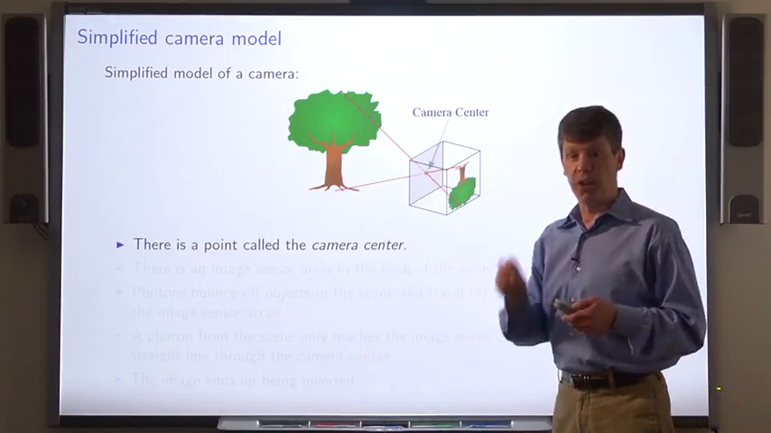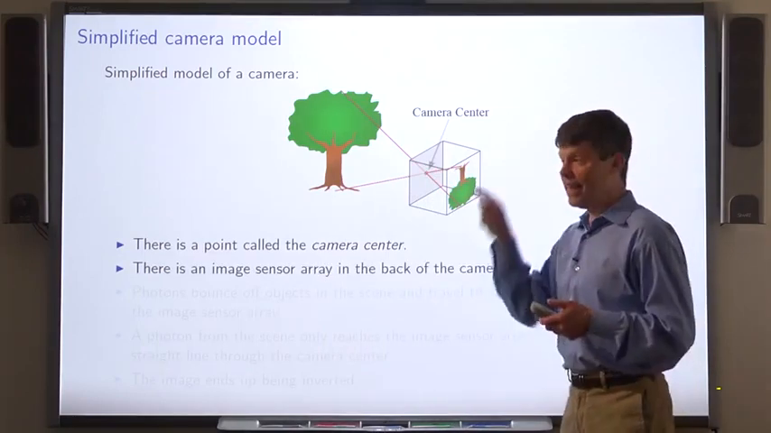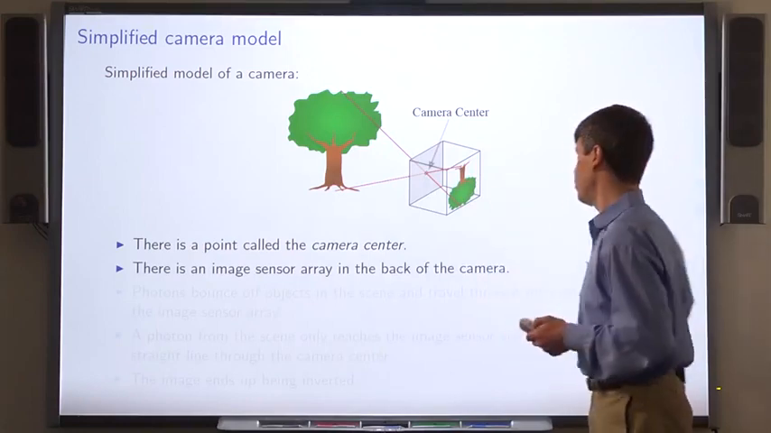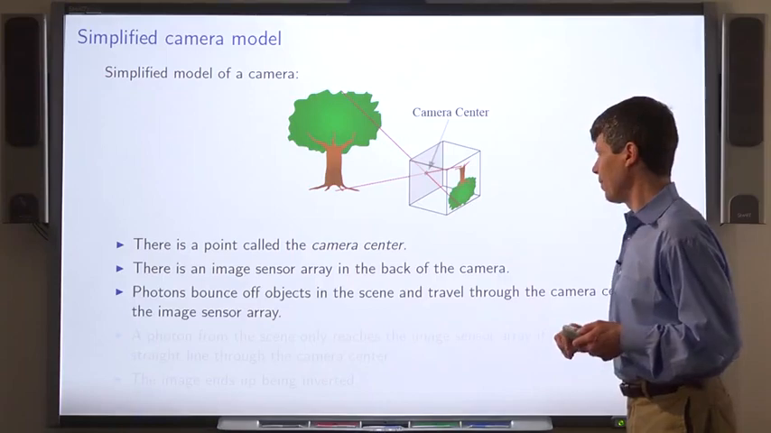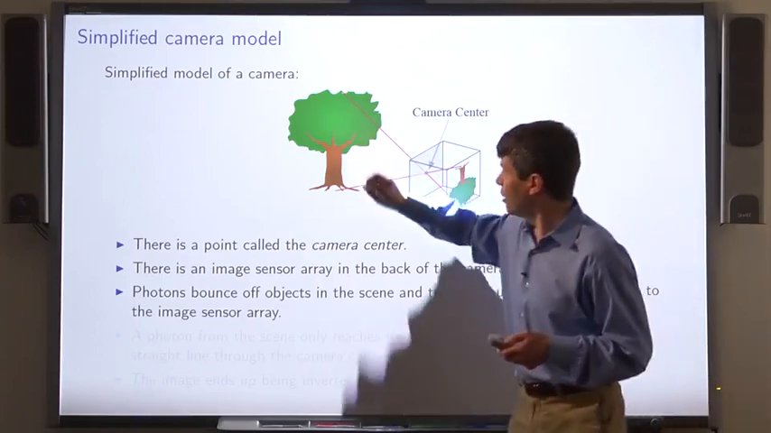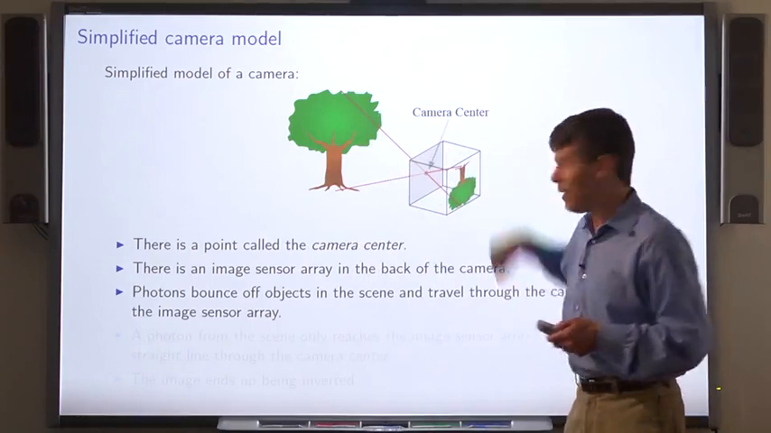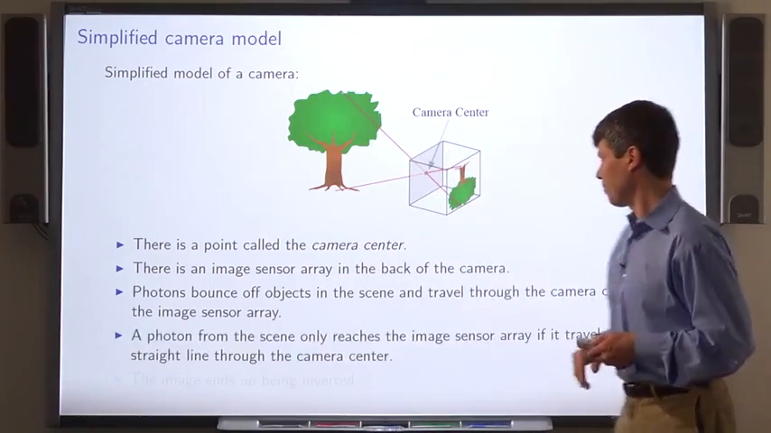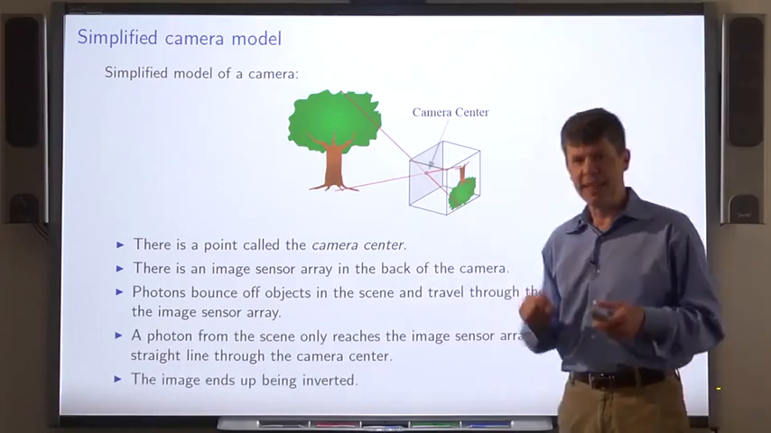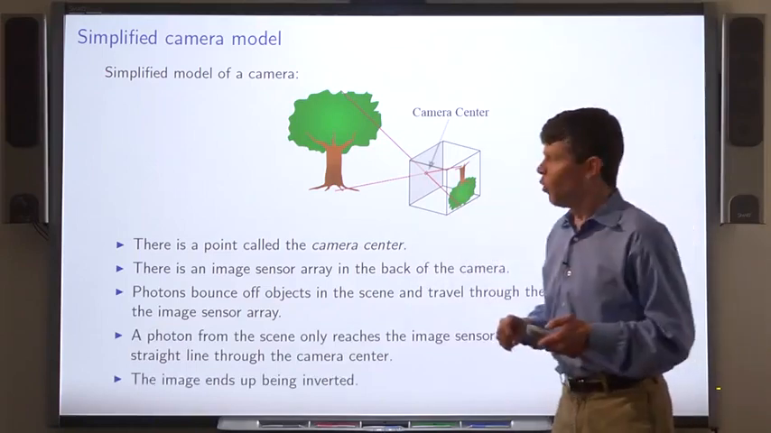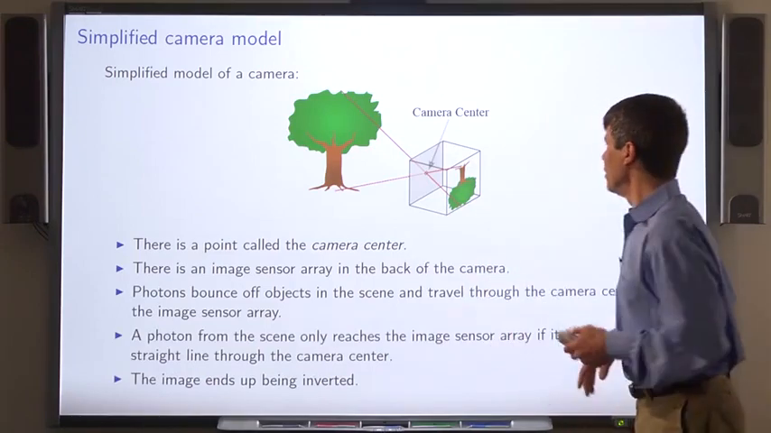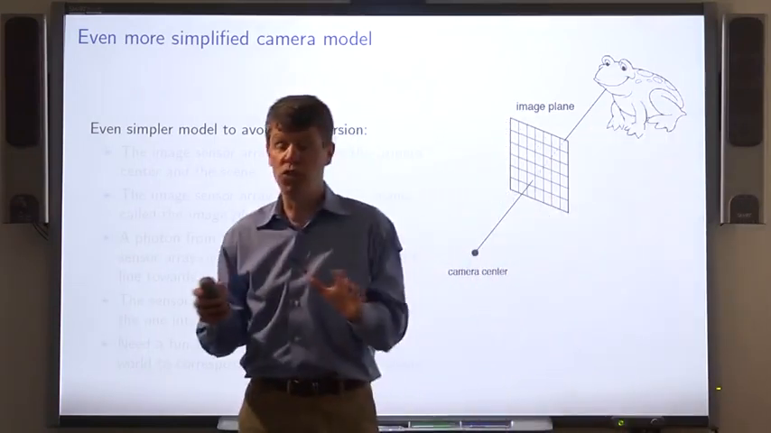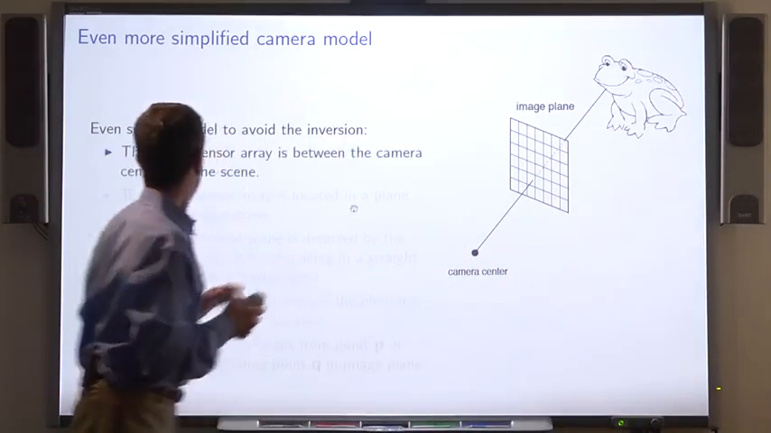The hole is called the camera center. And in the back of the box, there's an image sensor array. That's what detects the photons. Okay, so when the photons bounce off the scene and pass through the pinhole and strike the image sensor, the camera registers them. And as you can see, the image ends up being inverted. So there's an even simpler model in which we get rid of the inversion. This simpler model is used to avoid the inversion of the image.